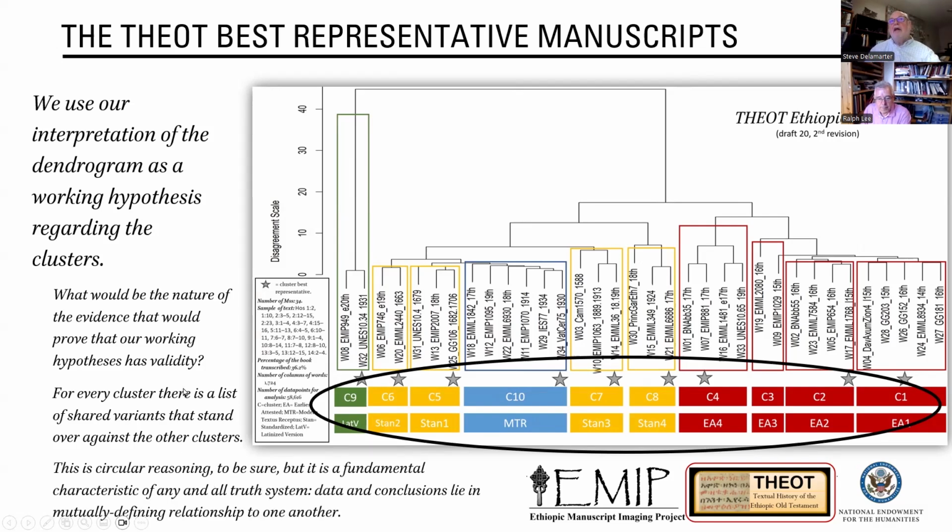And we acknowledge right at the outset that this is kind of circular reasoning, to be sure. In response, this is a fundamental characteristic of any and all truth systems or explanatory models, that data and conclusions lie in mutually defining relationship to one another. And in the end, it will be the elegance and the explanatory power of the model that convinces you that it's a good working hypothesis that actually explains the data.